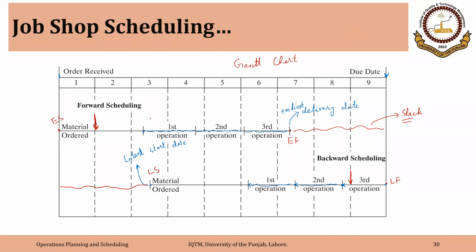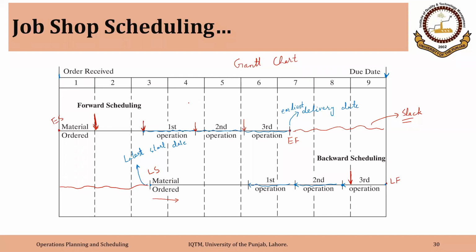We are assuming here that right after we have received the material, we can immediately start the first operation. And once the first operation ends, we can start the second operation. And once the second operation ends, we start the third one. And the same is something we assumed in the backward scheduling as well. Actually, of course, the plan will be executed in this direction.